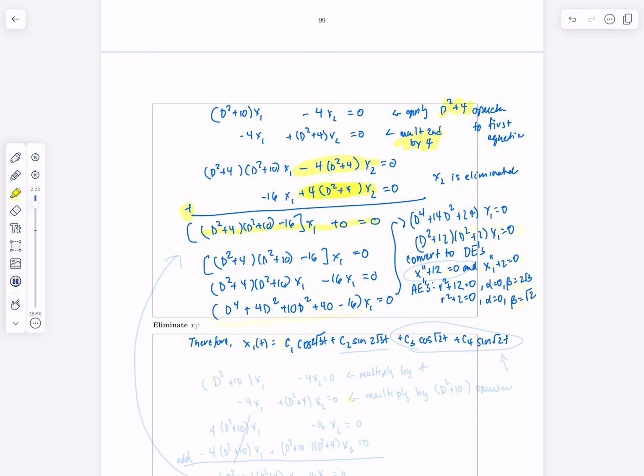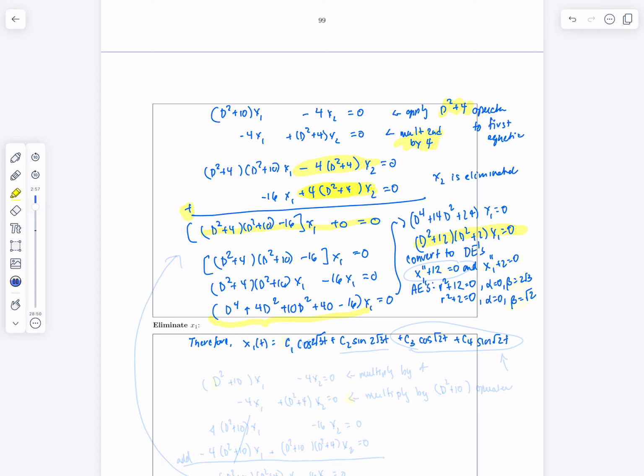And what we did is we algebraically determined that this is the same thing as D squared plus 4 times D squared plus 10 minus 16. All that is applied to x1, so we write this out as a polynomial form of operators applied to x1. And by using algebra, we determined that's the equivalent of this form, where we have a product of two quadratics, in other words, D squared plus 12, D squared plus 2, applied to x1.